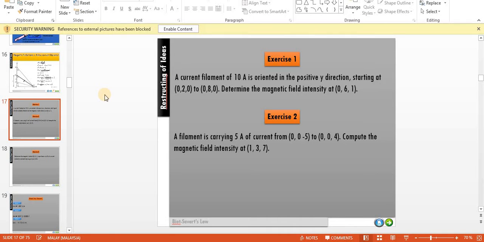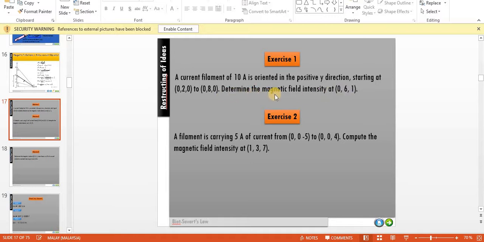So now let's look at the first exercise related to Biot-Savart's law. You can refer to your PowerPoint slide. You have a current filament of 10 ampere oriented in the positive y direction, starting at this point to this point. You have to determine the magnetic field intensity at this point.